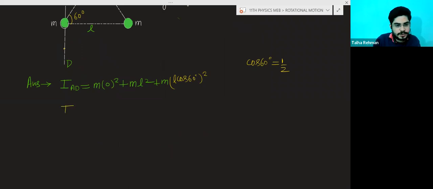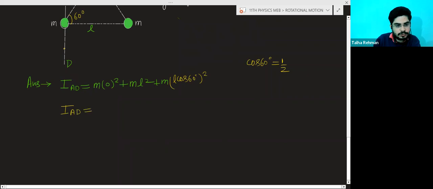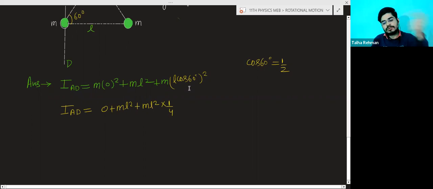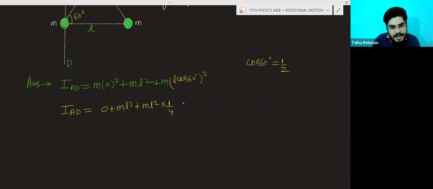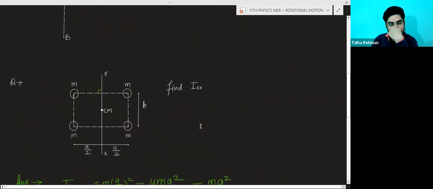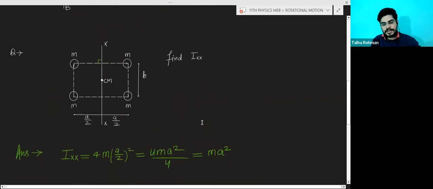So the moment of inertia about AD is 0 plus m L square plus m L square multiplied by 1 by 4, because putting 1 by 2 and squaring gives 1 by 4. So it is m L square by 4 plus m L square, which becomes 5 m L square divided by 4. In this way you can calculate the moment of inertia of different masses placed at different positions.